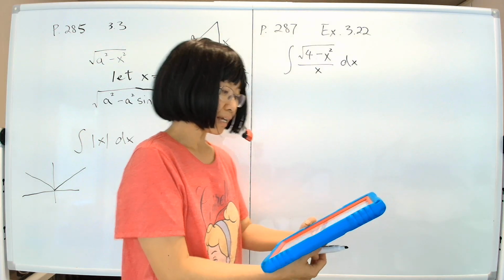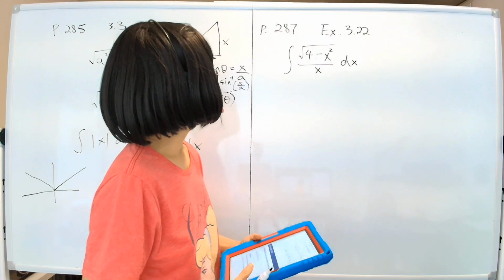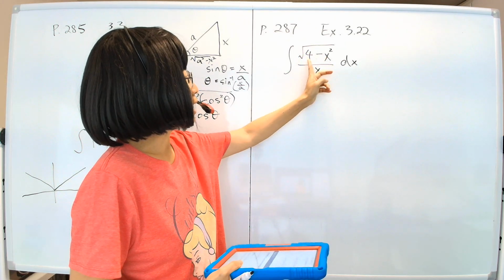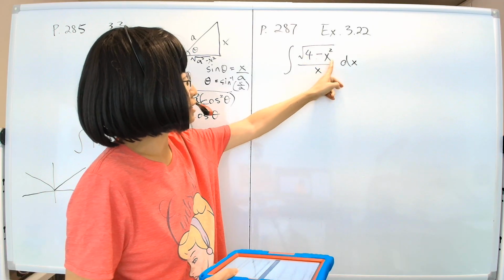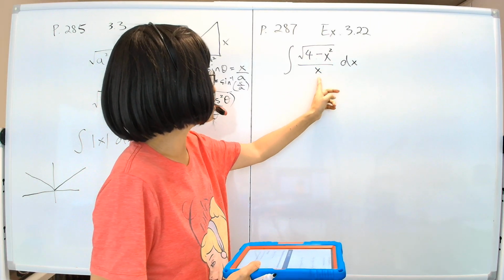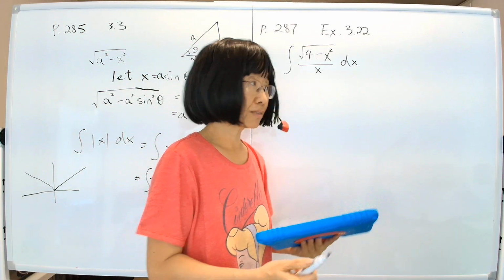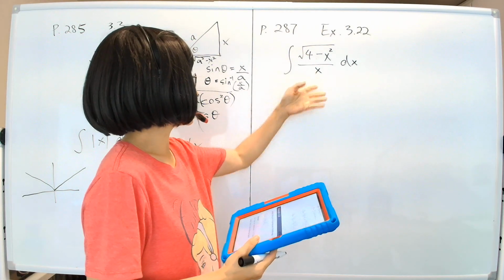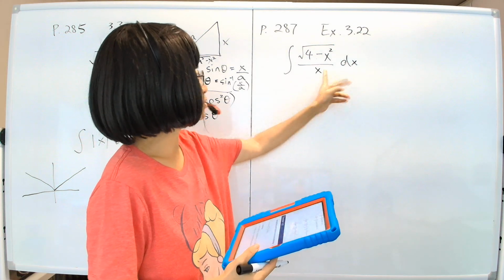Next, let's look at example 3.22, where we have the integral of something over x, with a squared minus x squared under a root, except that there's a complication here. There's an extra x on the bottom, which so far, without this new trick that we learned, we don't know how to integrate. I mean, what do you do with the x?